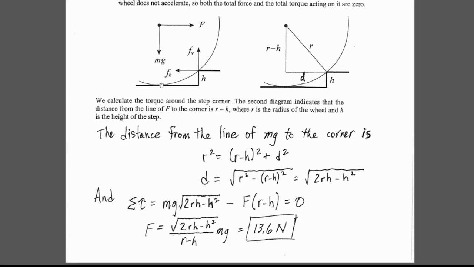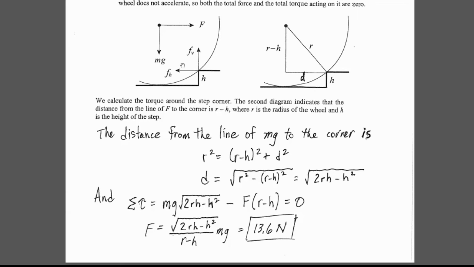And then there would be a normal force here, but since we're solving for the instant that the wheel begins to move up the curb, that's when the normal force goes to zero. Just as the normal force goes to zero is when the wheel will begin to lift off the street and up the curb.